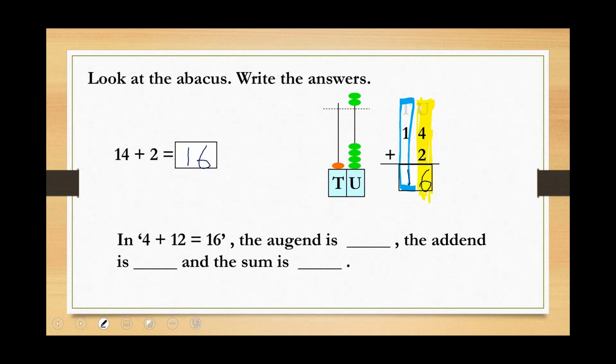In the number sentence, 14 plus 2 equals 16. The augend, what we start the addition with, is the number 14. So the augend is 14. And the addend, which is the one that we are adding on top of it, is 2. So the addend is 2. Last but not least, the sum, which is the answer of the number sentence or the addition, is 16. So the sum is 16.